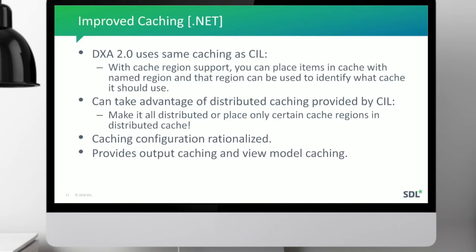So we've got cache regions where you can output stuff to a particular cache region and group it, and you can target a cache region to use a different cache. So you could have an in-memory cache for certain things, a distributed cache for something else. And this caching mechanism, it's one configuration point for it, DXA uses it, and the SIL library uses it. So there's no longer multiple caches, and you never know where the caching exists, in what settings to change. It's just one configuration to sort it all out.